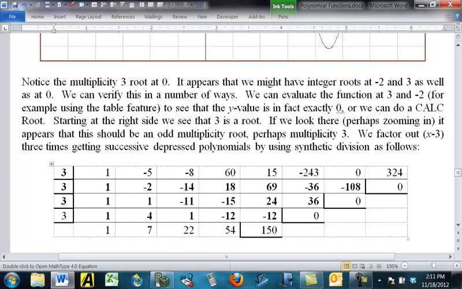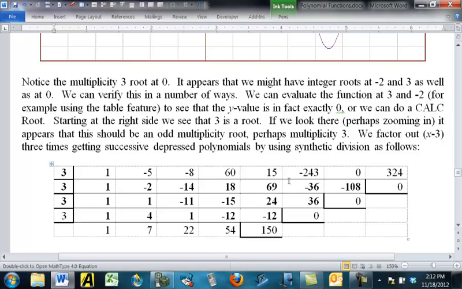1 times 3 is 3, plus a negative 5 is negative 2. 3 times negative 2 is negative 6, plus negative 8 is negative 14. 3 times negative 14 is negative 42, plus 60 is 18. 3 times 18 is 54, plus 15 is 69.